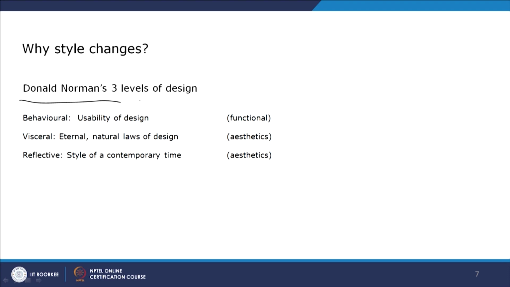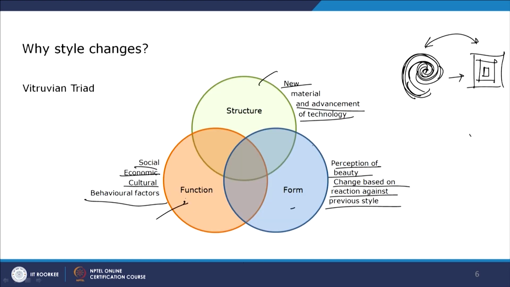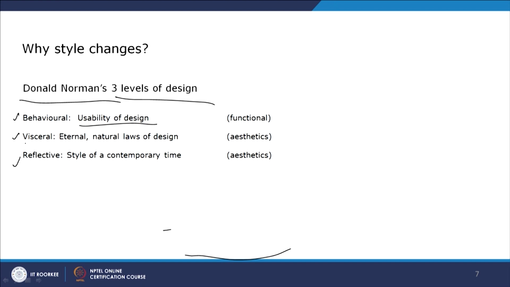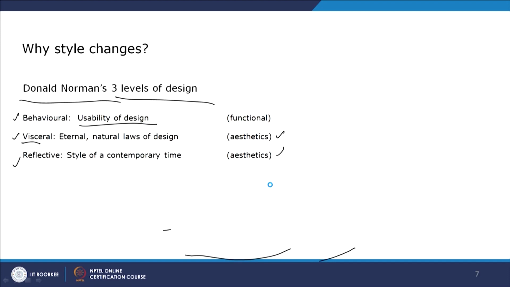Now, Donald Norman, who's a contemporary designer, talked about the three levels of design, which also has quite a connection. It's pretty connected with the Vitruvian triangle. So he talked about three aspects or three levels of design. One is the behavioral factor of design, which is usability, and the design, which is the functional characteristics. Another is the visceral character of the design, which is aesthetic. Both of these things are part of the form, which is aesthetic. So he is dividing aesthetics into two things. One is the visceral aesthetic quality, and another is the reflective quality.